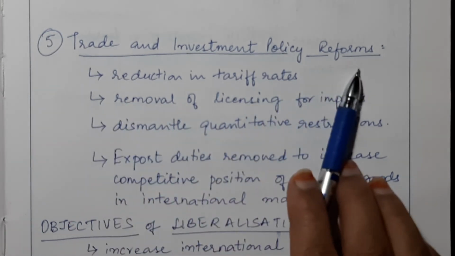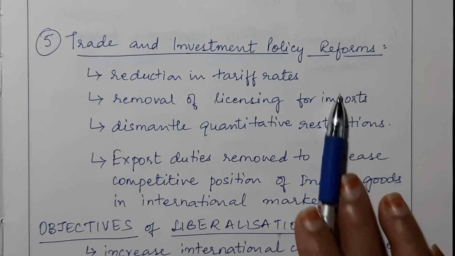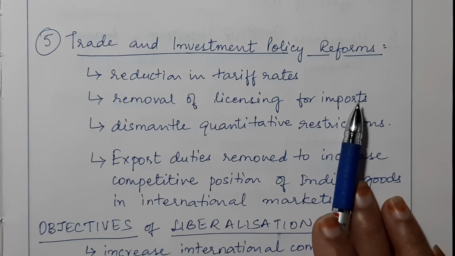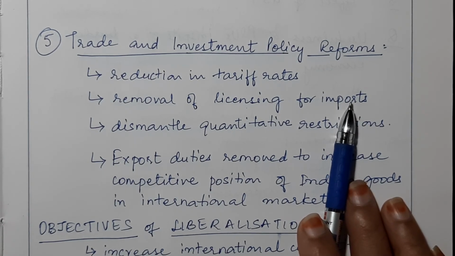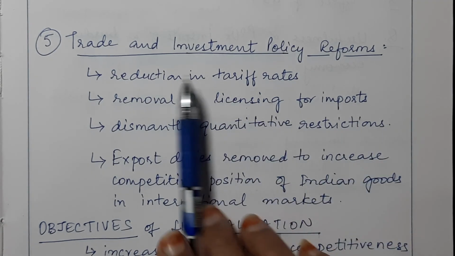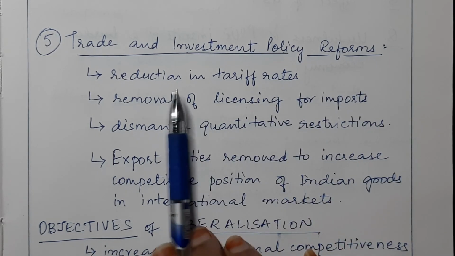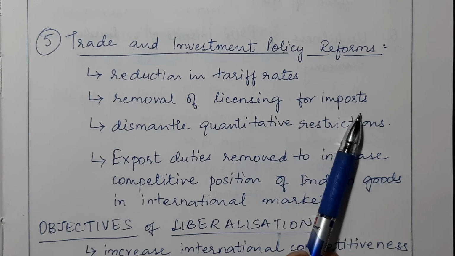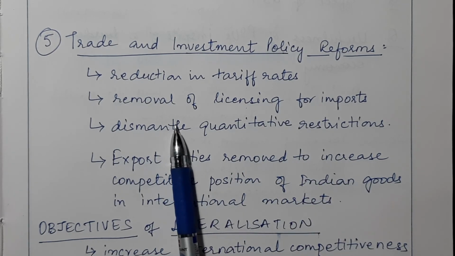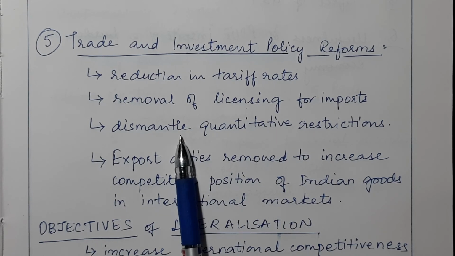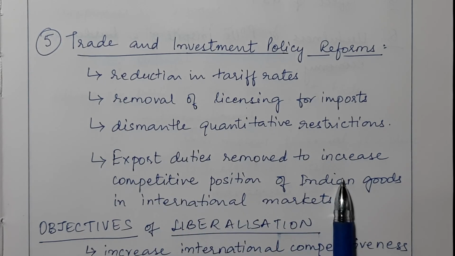Under trade and investment policy reforms, we must remember that India was following a regime of quantitative restrictions and the policy of import substitution. So this was encouraged through tight control over imports and keeping the tariffs very high. But under these reforms, the tariff rates were reduced and licensing for imports was also removed. The quantitative restrictions were dismantled and export duties were removed to increase the competitive position of Indian goods in the international market.